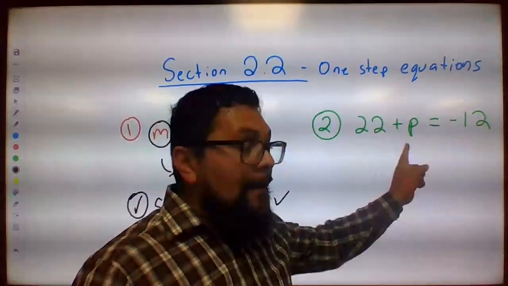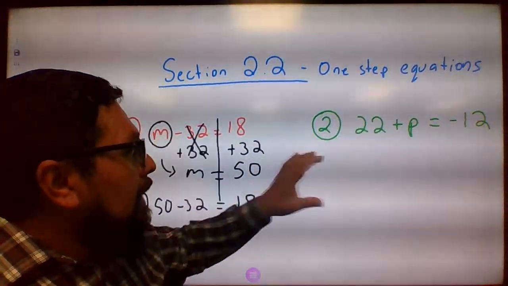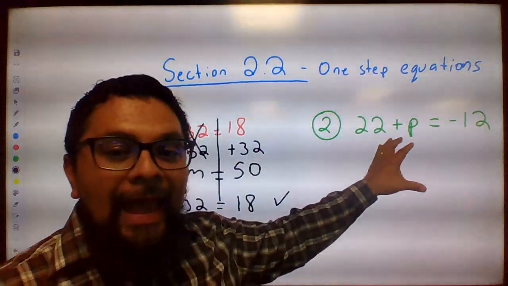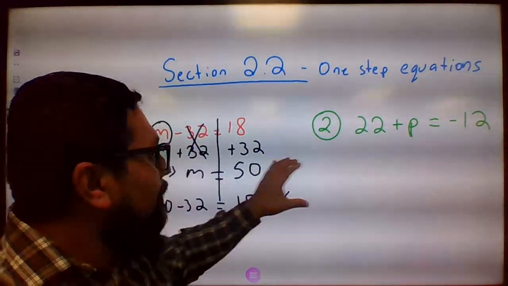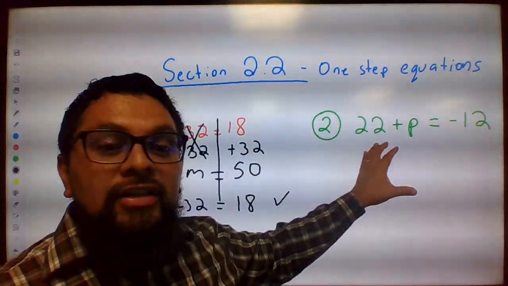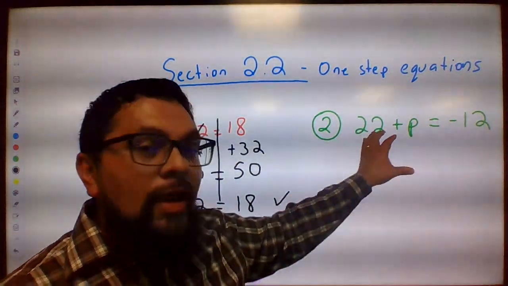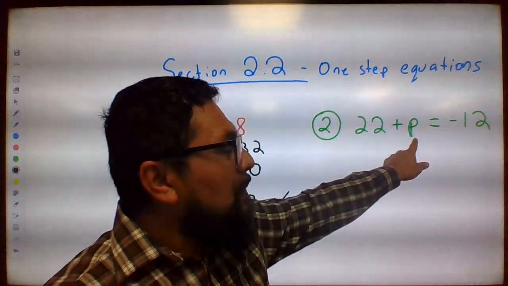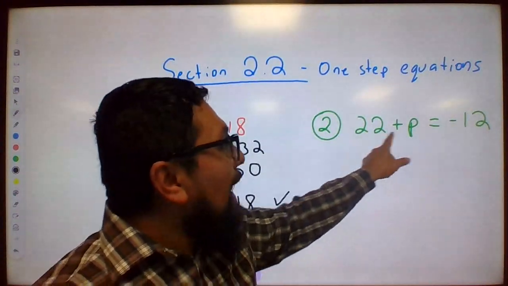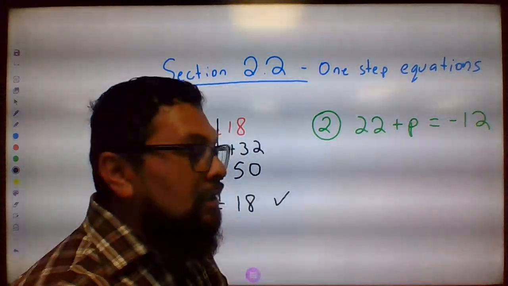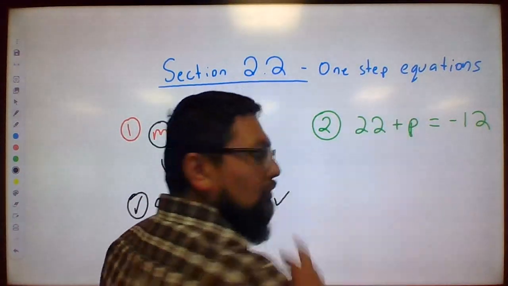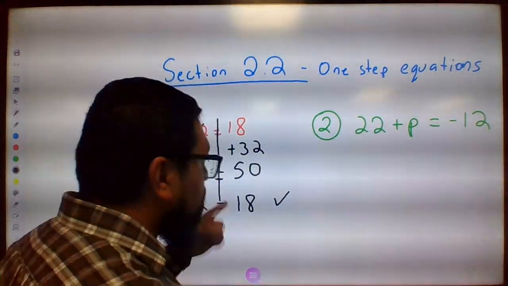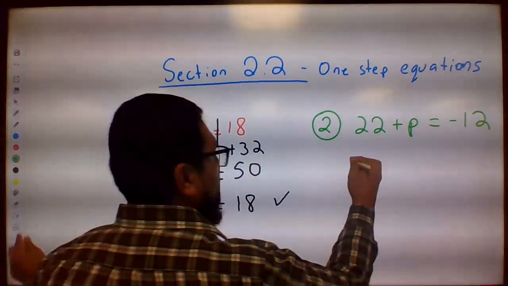Now example number 2, we're adding. The difference between adding and subtracting is that here we're going to use the subtraction property of equality. So we have to subtract. You see how the p's on this side? When you add anything, you can switch the position if you don't like the way it looks. So you can go like this.